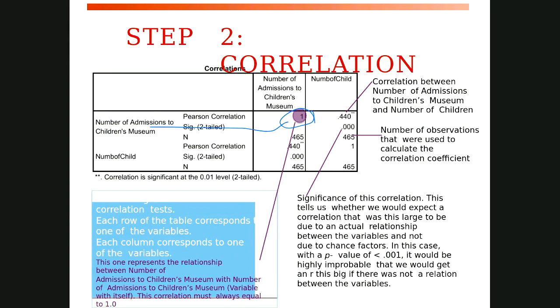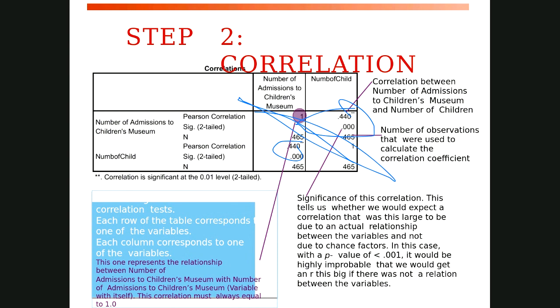This is looking at the relationship between the number of admissions to the Children's Museum and number of admissions to the Children's Museum. Same with here. The 1 is the relationship between number of children and number of children. So that's not what we look at. What we want to look at is the data not on the diagonal. So you can look at the data either above the diagonal or below the diagonal. It's going to be the same information. As you'll see, it's the same information on both sides of the diagonal. So you just either look above the diagonal or below the diagonal, and you look at the relationship between the two variables you're interested in.